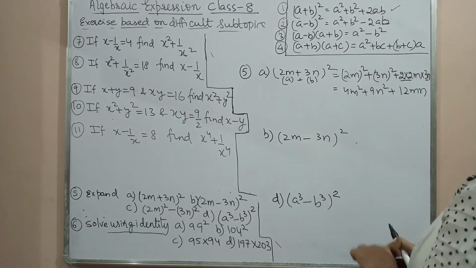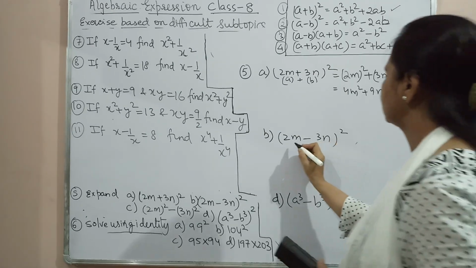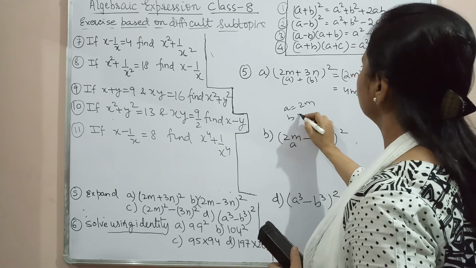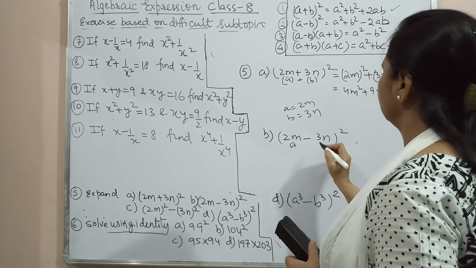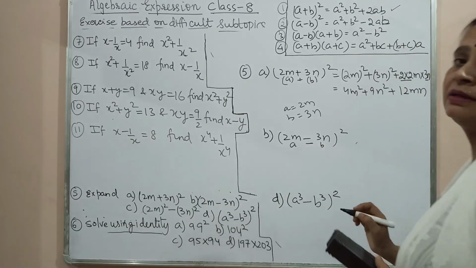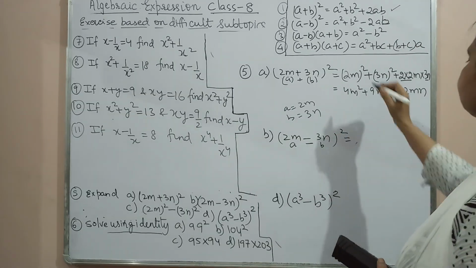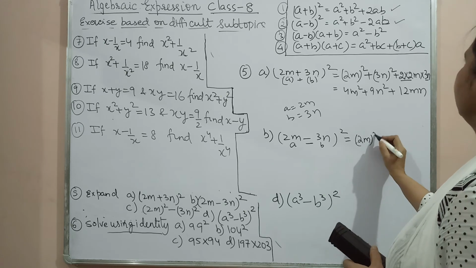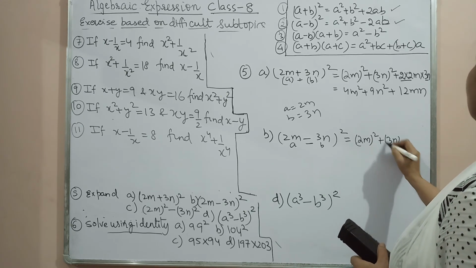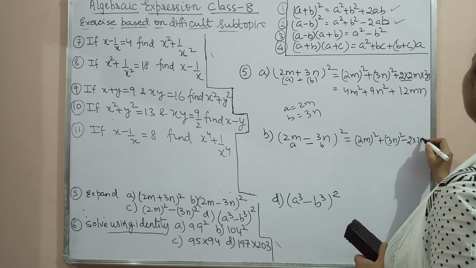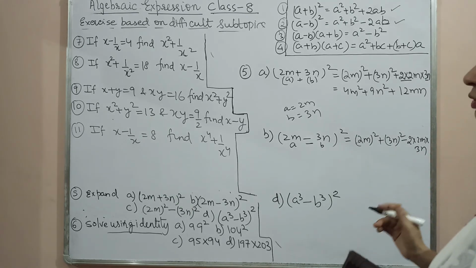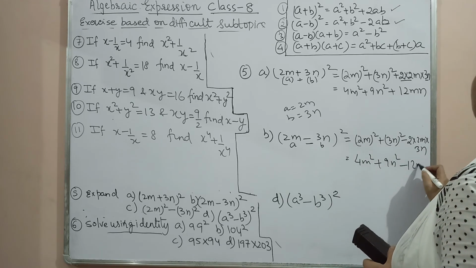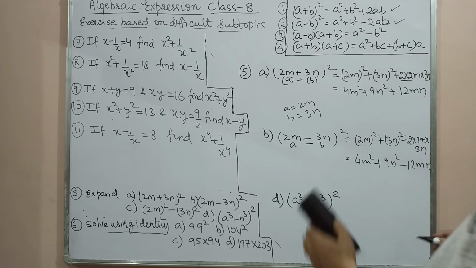Now what is the difference between this question and this question? Here we have the same: a is 2m and b is 3n. Here also b is 3n. The only difference is that it is a minus b. So how do we expand it? It is this one, a minus b the whole square. So it is the same thing: the square of the first, the square of the second, minus 2 into 2m into 3n. Alright, so the answer is 4m square plus 9n square minus 12mn. So this is our second question.